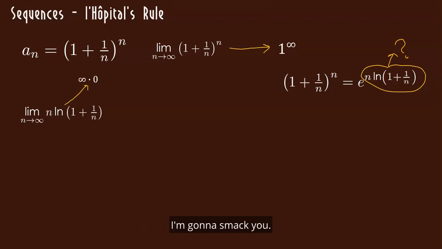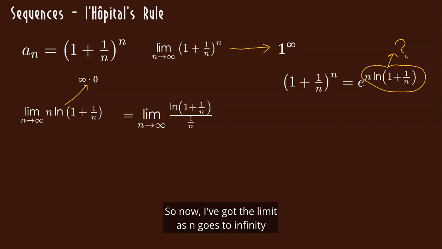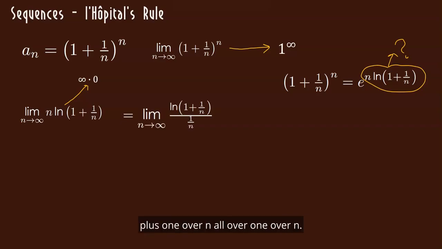And if you tell me that's 0, I'm going to smack you. 0 times infinity is indeterminate. So I need to shove something to the bottom, either the n or the natural log. n is the easiest one to push to the bottom, so let's do that. Now I've got the limit as n goes to infinity of the natural log of 1 plus 1 over n, all over 1 over n. The top is going to 0, the bottom goes to 0. Sweet! We can use L'Hopital's rule.